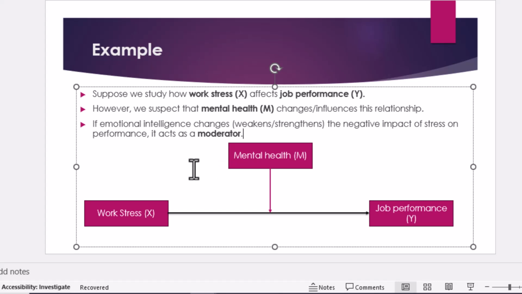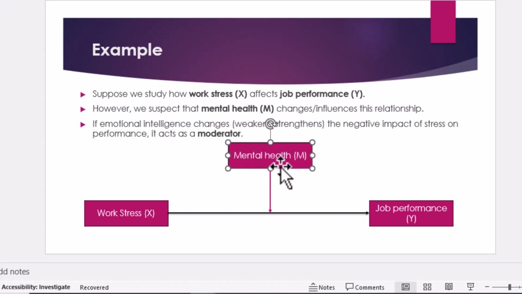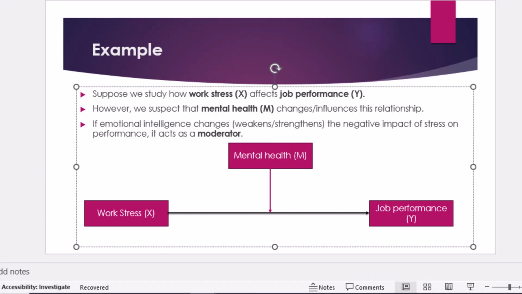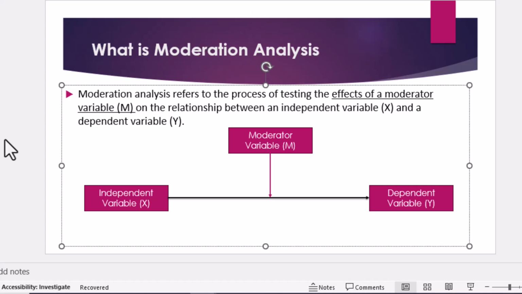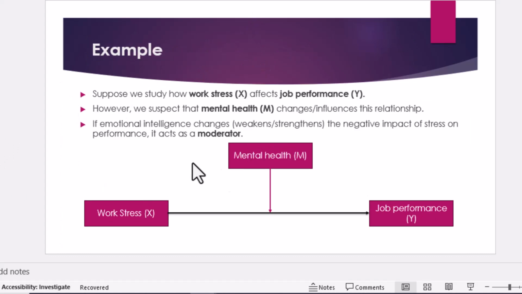So if mental health actually weakens or strengthens this relationship, then we can say that the moderator is significant, or that there is some moderation effect. So that is generally what moderation analysis is. We have defined it, and we also have looked at an example whereby work stress is the independent variable and job performance is the dependent variable.